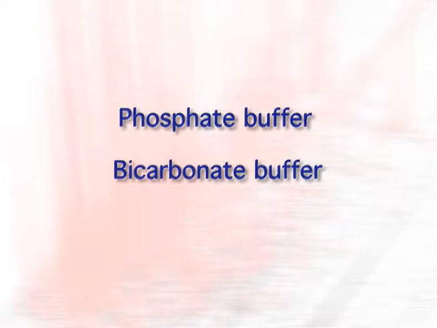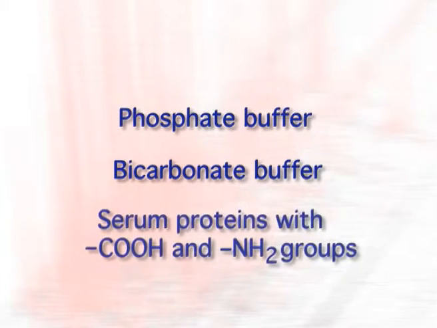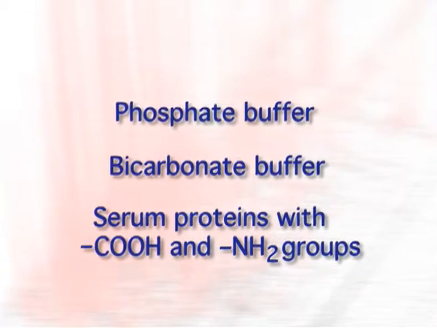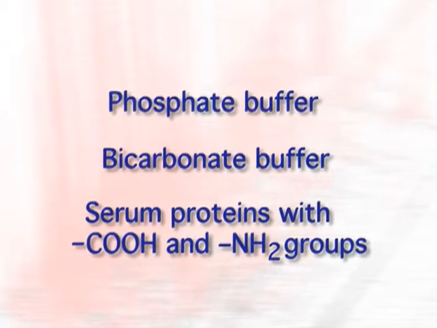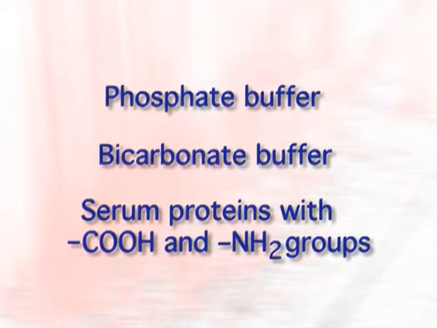The phosphate buffer and the bicarbonate buffer are present in the blood plasma, and the plasma proteins present in blood can also act as a buffer because of the presence of side chain carboxylic acid groups and side chain amino groups. Both of these groups have the ability to donate and accept protons and act as a buffer.